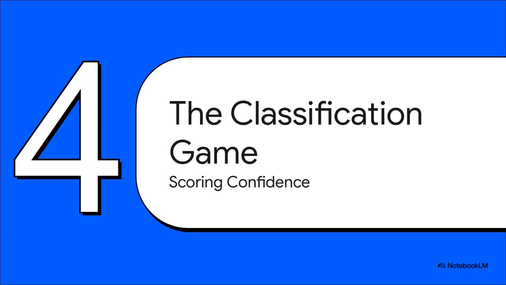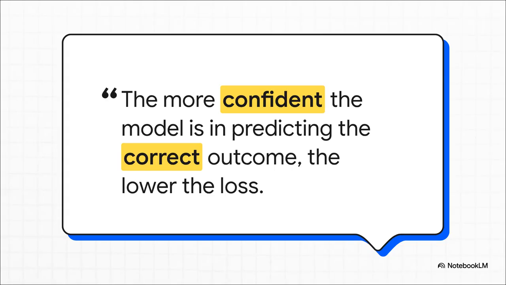All right, let's change gears and talk about our second game, classification. In this game, scoring isn't just about being right or wrong. It's also about how confident the machine is when it gives an answer. And a super popular way to score this game is with something called cross-entropy loss, which is all built around this one simple but really powerful idea. It rewards confident, correct answers, and it harshly penalizes confident, incorrect answers.